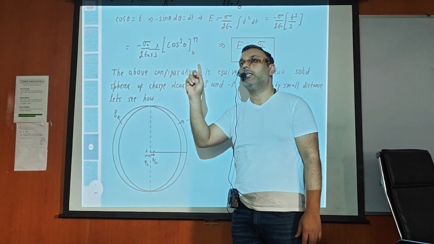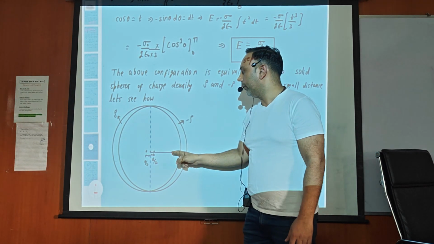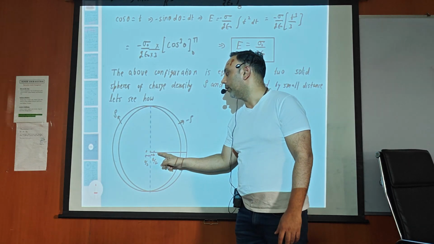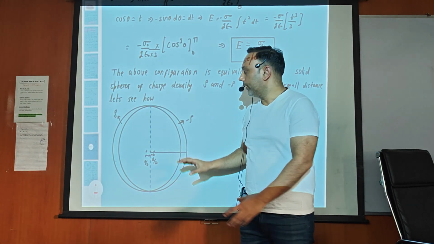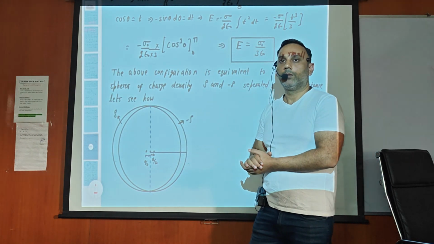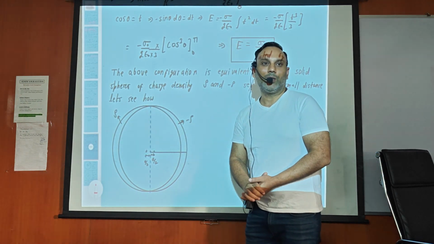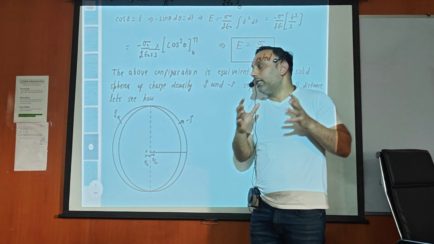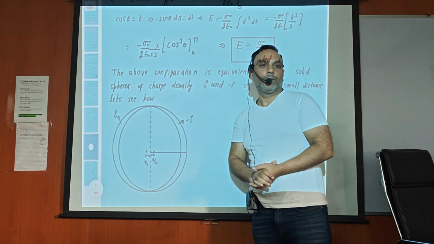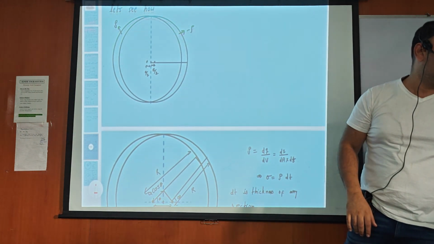One has positive charge density and the other minus rho, and the centers are separated by a small distance A. This configuration is equivalent to that. This length is very, very small, so it is almost a sphere only. So how can we say this configuration is the same as that? That also I will explain.